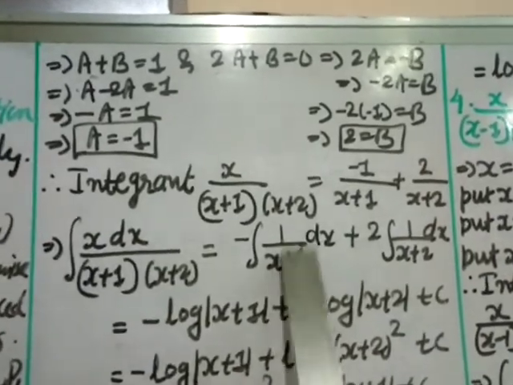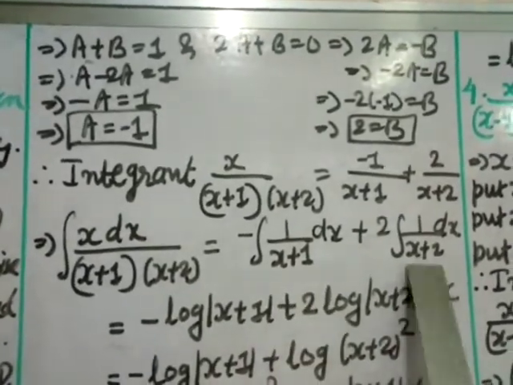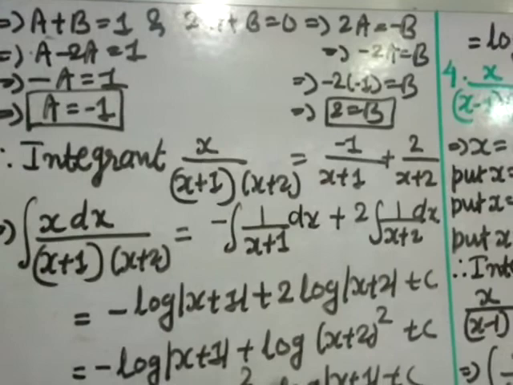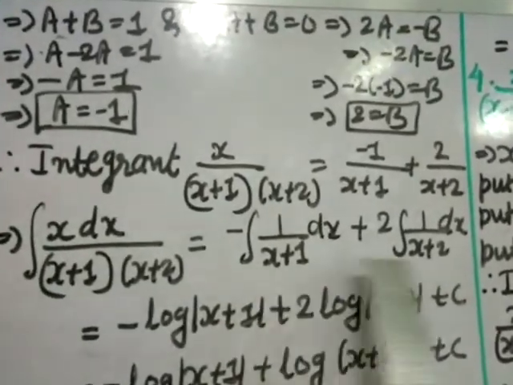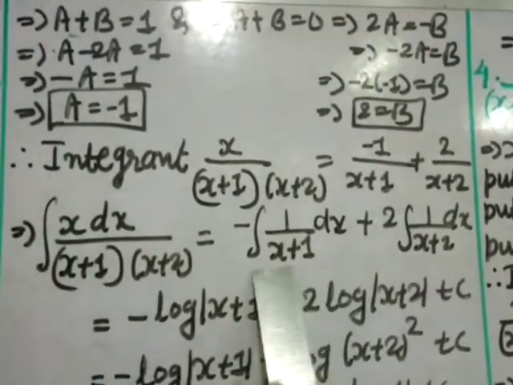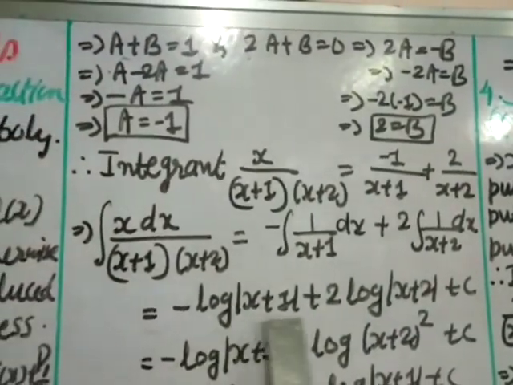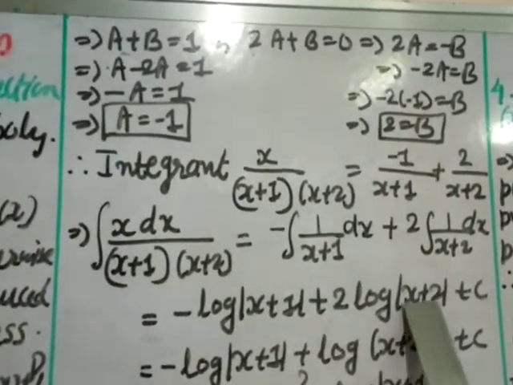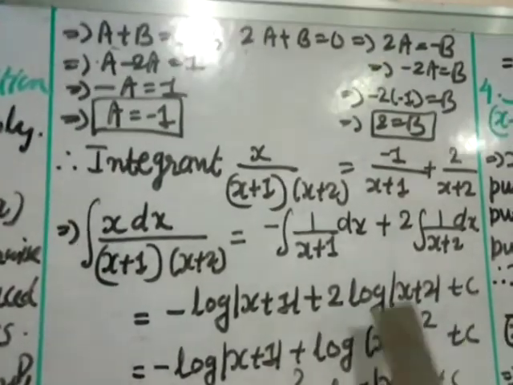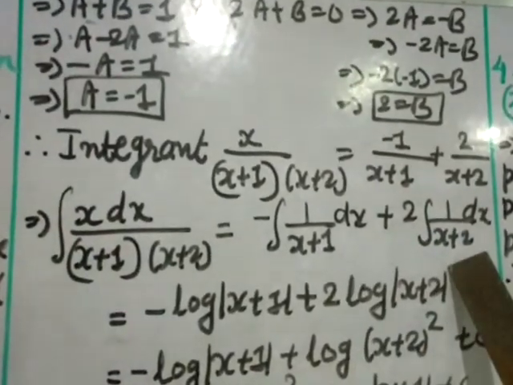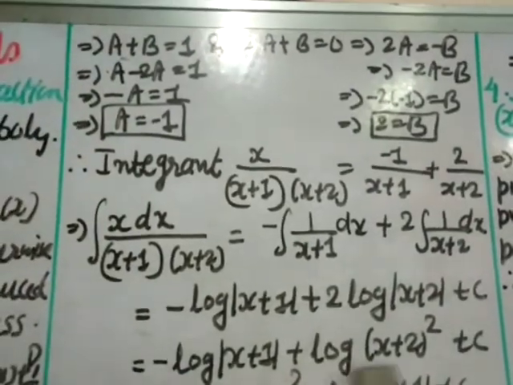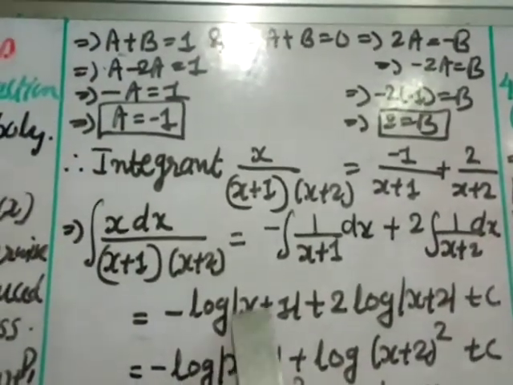Now this is 1 by x form because x power 1 is there. So we'll use 1 by x, that means the integral of 1 by x is log. So this integral will be log, this integral will be log, but you will consider x as x plus 1, here x plus 2. So this comes minus log of x plus 1 plus 2 log of x plus 2 plus c. I use the log property and take the 2 as the power. Okay, so what we get is log of (x plus 2) square plus c, and the minus term is as it is.